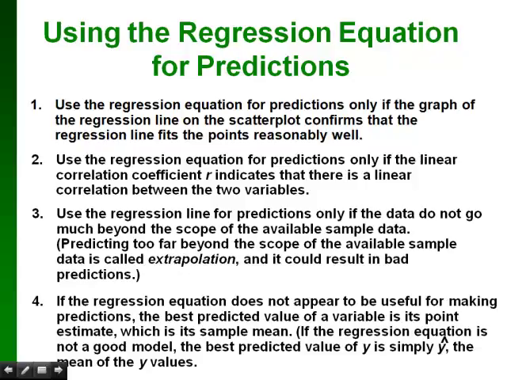If that's the case, then the best predicted value of a variable is the point estimate, which we've already been talking about in the last couple of chapters. The point estimate is going to be the sample mean of the data for that variable. In other words, if our regression equation isn't going to be a good model for our data, then the best predicted value for Y is going to be Y bar, which is just the sample mean for the Y values.